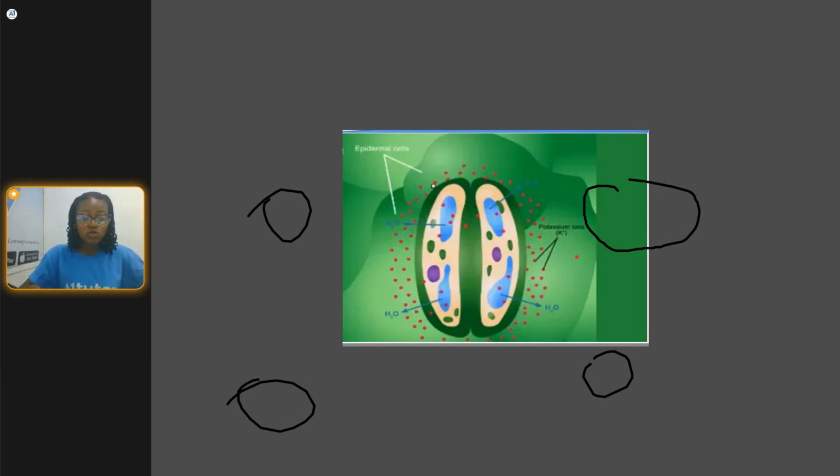And what is the function? Don't forget, stomata is found on the leaves. We have done this in our previous class. When we did photosynthesis, I made mention of that. So your stomata is found on the leaf or inside the leaf. That is where you can find your stomata, and you can also find it in the stem. So it facilitates the removal of oxygen.